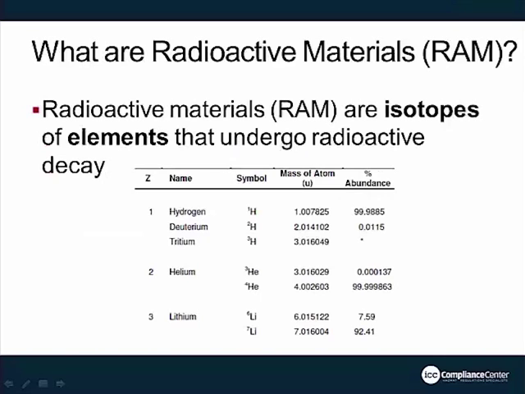What are radioactive materials? They are isotopes of elements that undergo radioactive decay. What we will be looking at is the transportation of radioactive material.